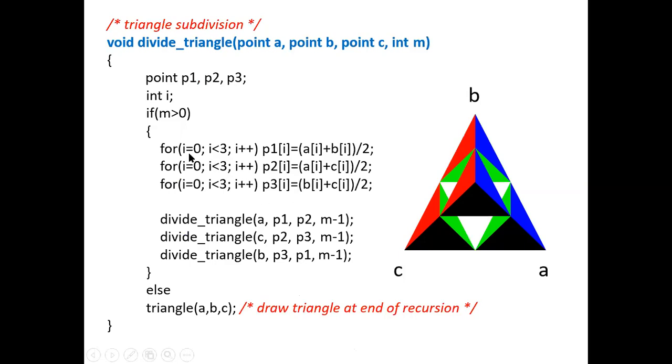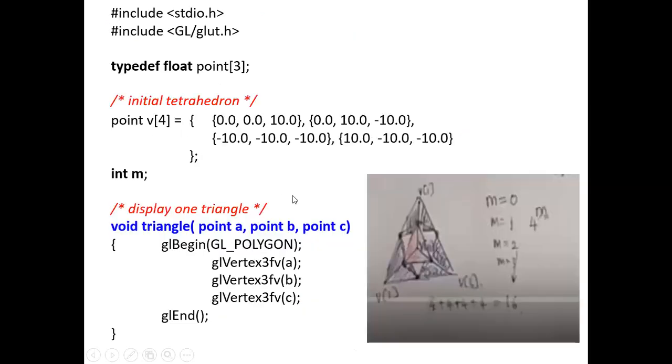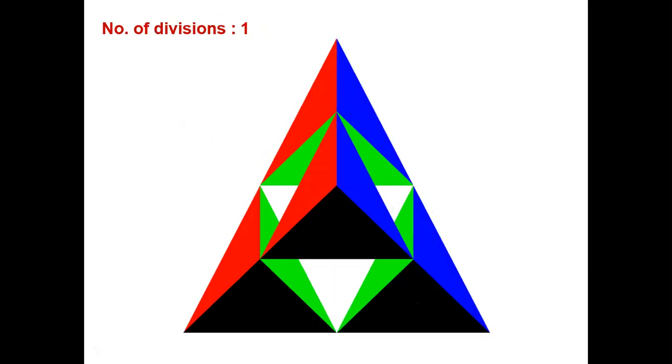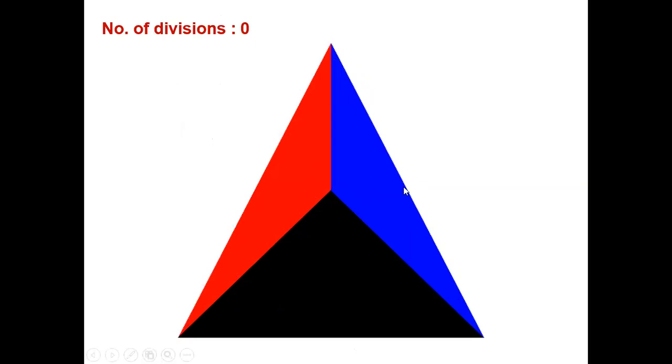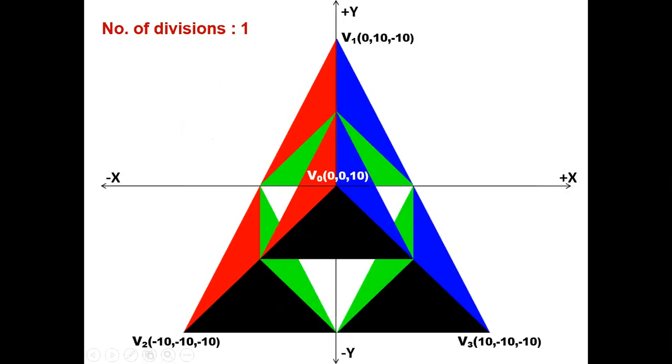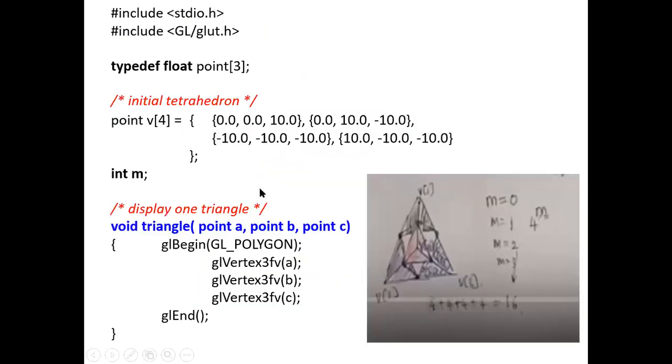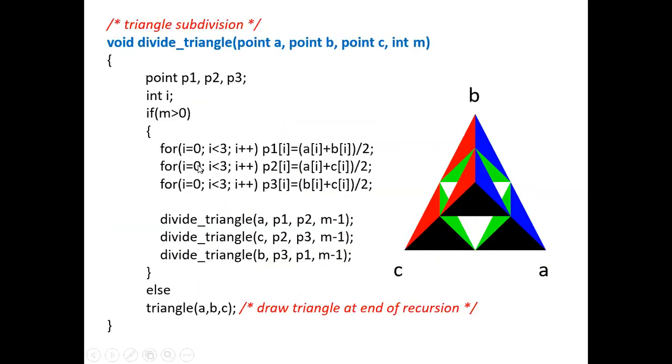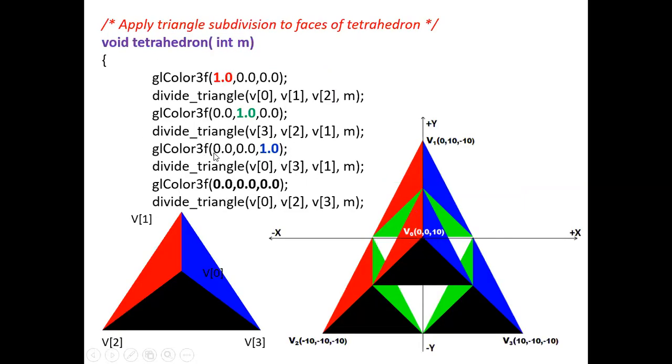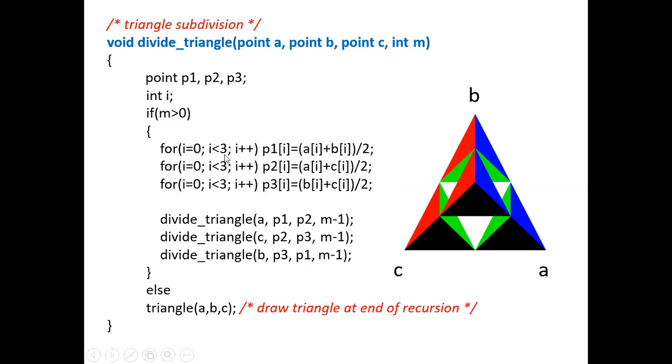In order to do that, we know that every face of the tetrahedron is actually a triangle, and a triangle means it will have three vertices. So I will take it as vertex 0, vertex 1, vertex 2. Therefore my for loop is for i equal to 0, i less than 3, i plus plus. In order to divide the triangle, we have to find the midpoints. Point P1, point P2, point P3 are the midpoints of each edge of the triangle, right?